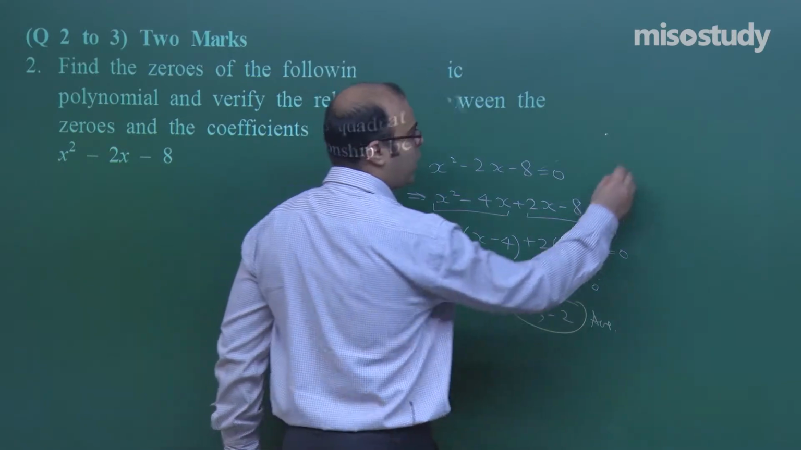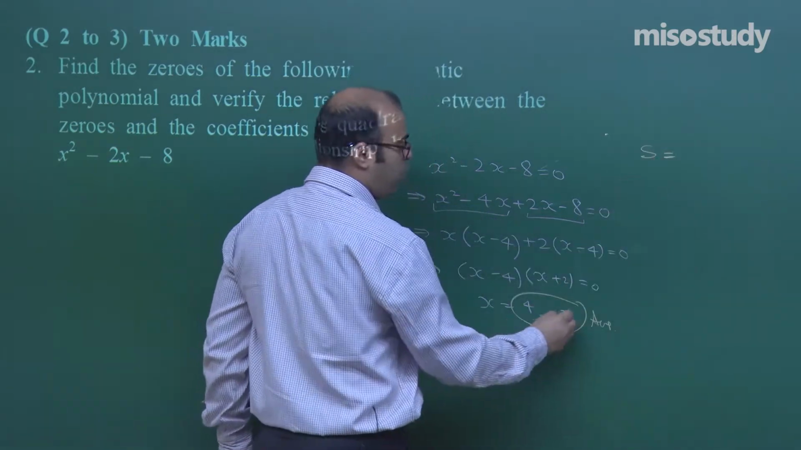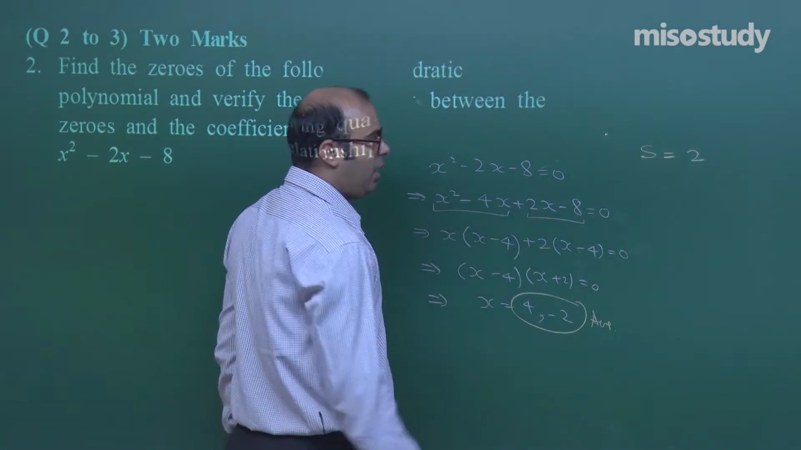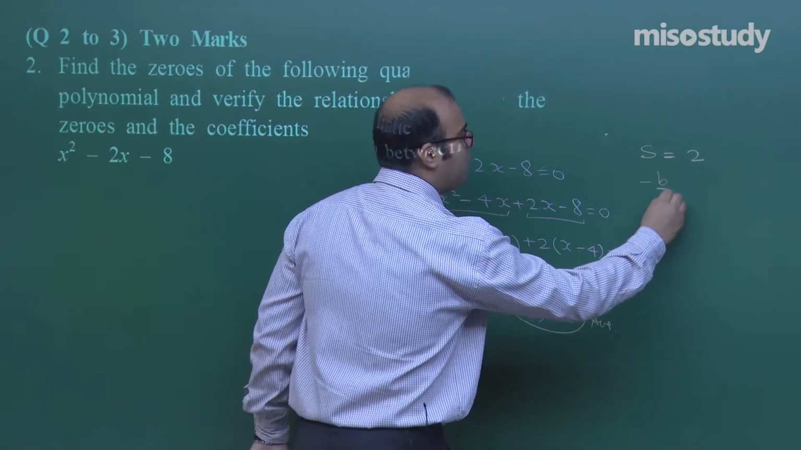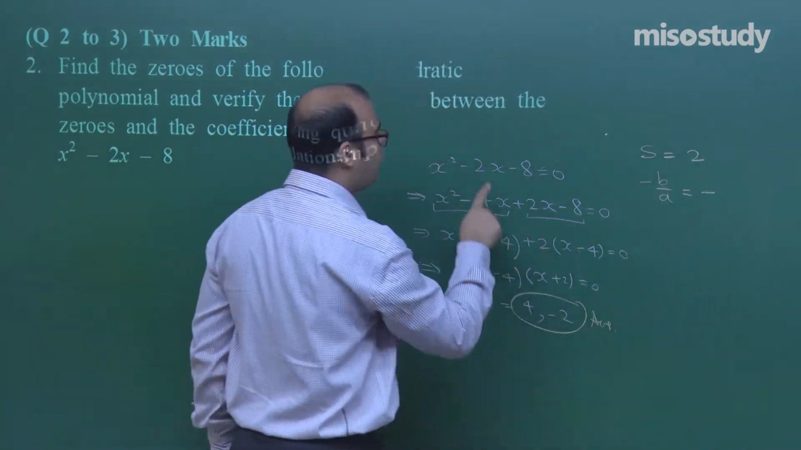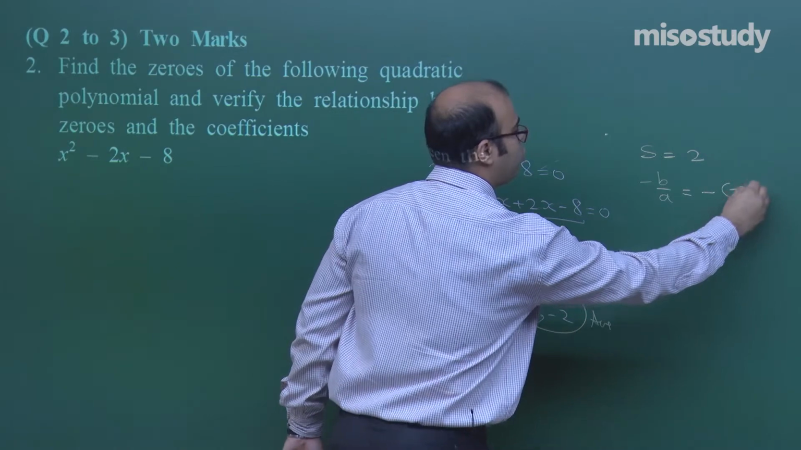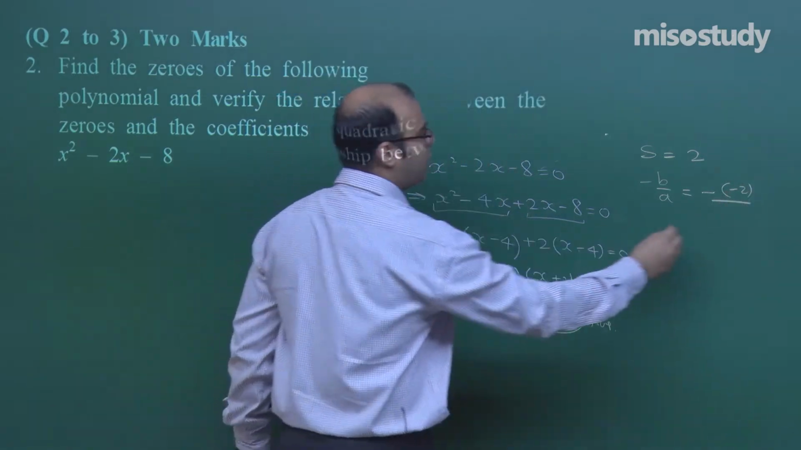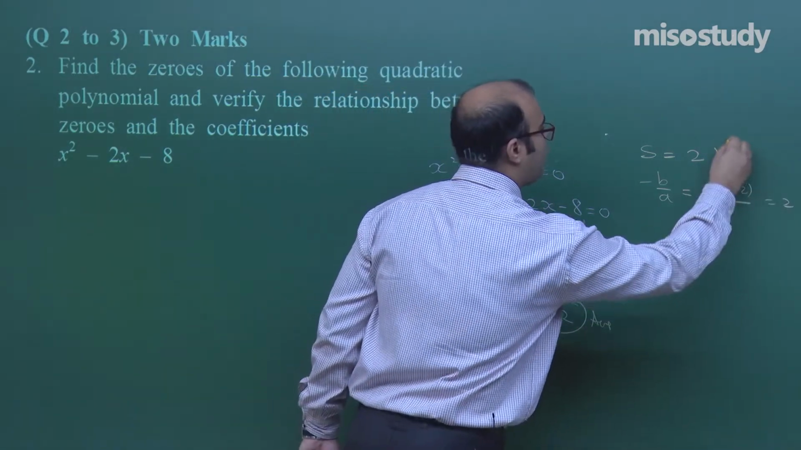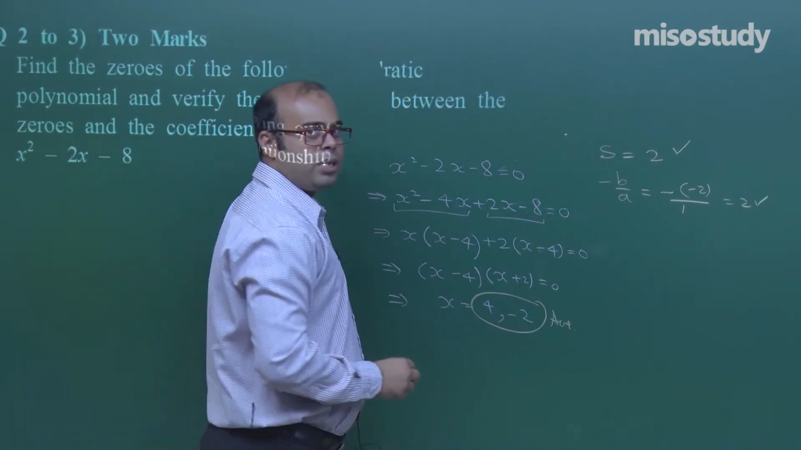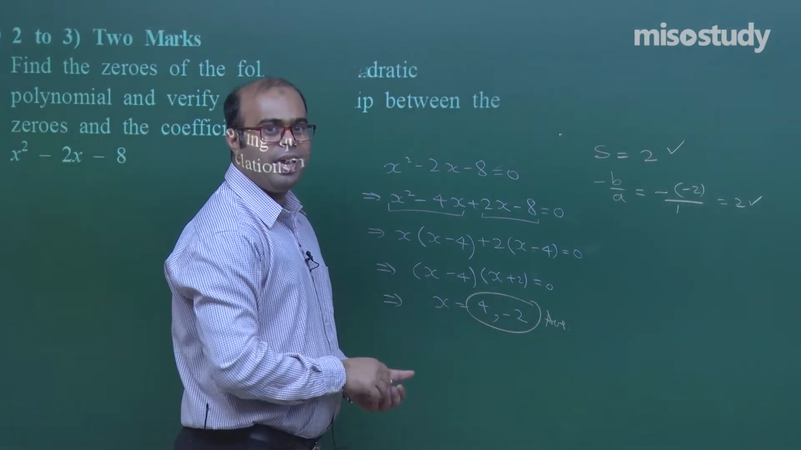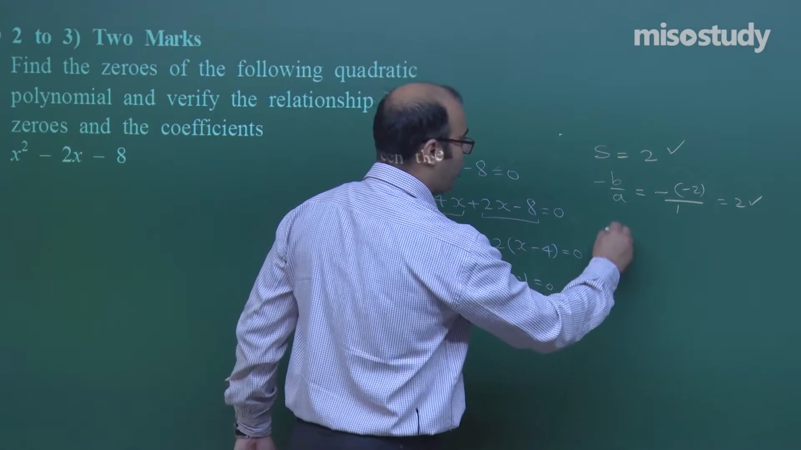So, if we do the sum of the zeros, which is 4 minus 2, that will be 2, and minus b by a is actually minus of the coefficient of x, which is minus 2, and the coefficient of x square, which is 1, which is 2. So, we observe that 2 and 2 is same, that is, the sum of the roots is equal to minus b by a is correct. Another is the product of the roots.